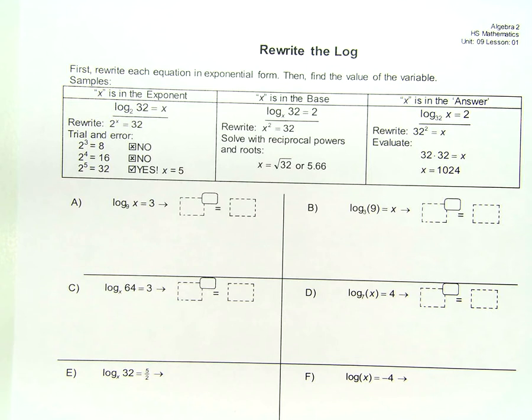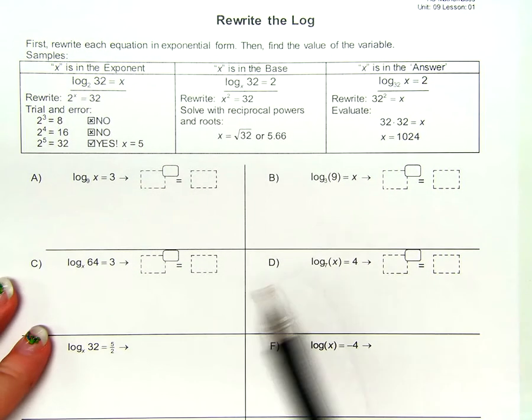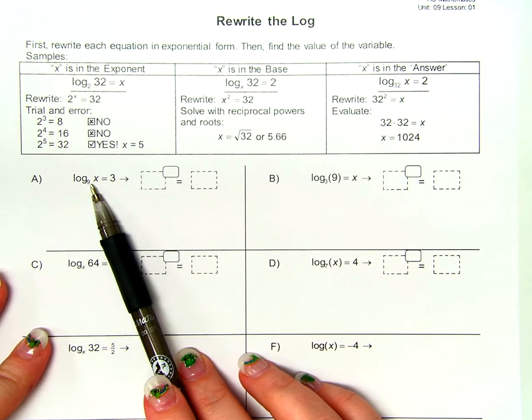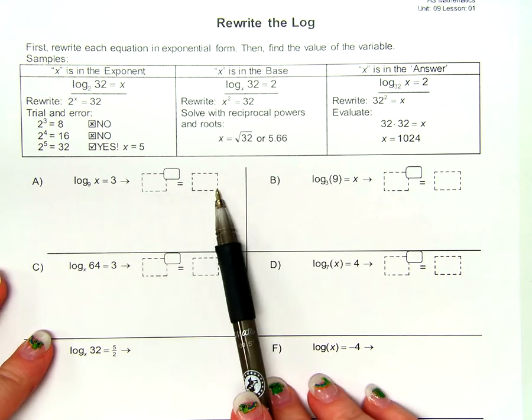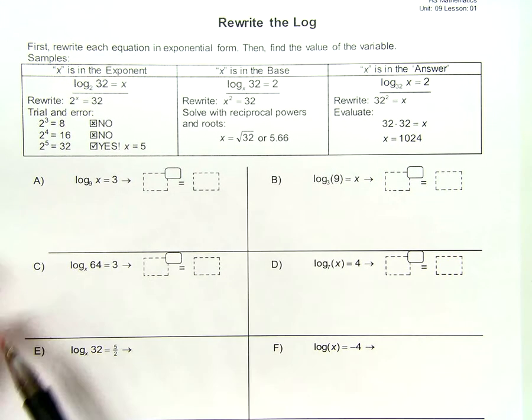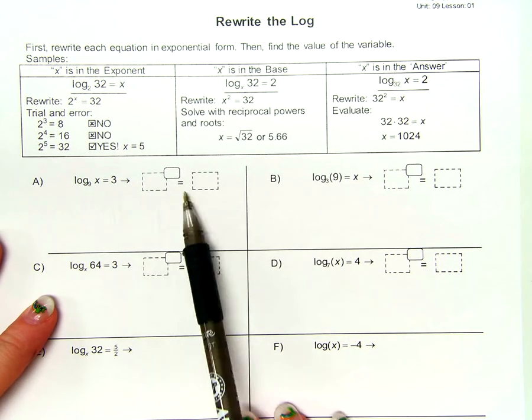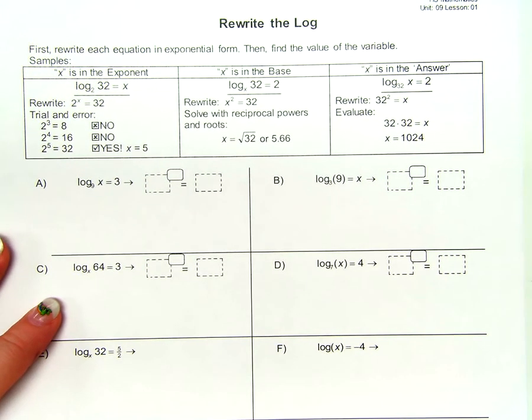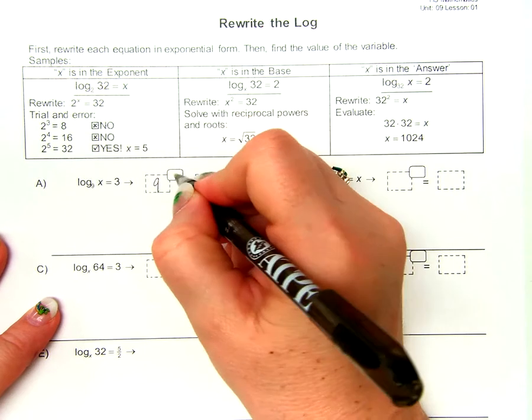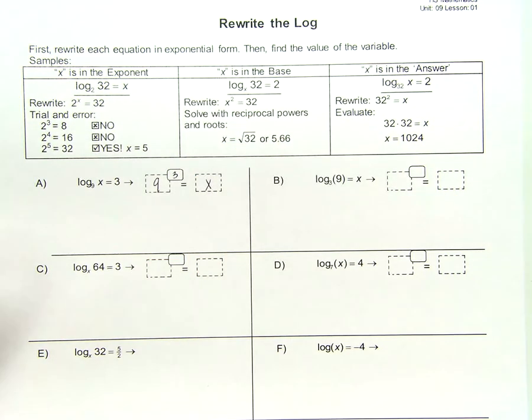Okay. And we're actually taking it one step further. We are rewriting the log from logarithmic form into exponential form so that maybe we can solve it. Okay? So how would I rewrite this into exponential form? 9 to the third power equals x. Oh my gosh, that's such a hard problem to do.